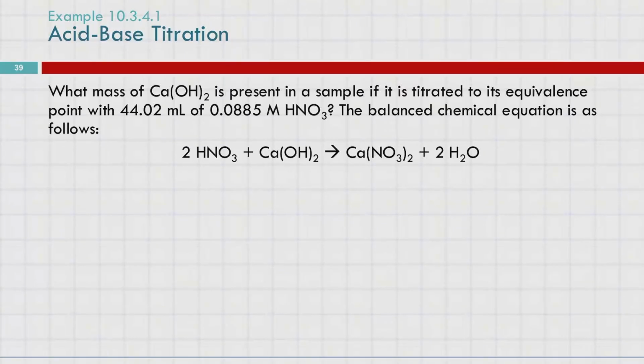Let's say that we use calcium hydroxide. What mass of calcium hydroxide is present in a sample if we titrate it to its endpoint, its equivalence point, with this many milliliters of this concentration of nitric acid? And you're given a balanced chemical equation. Where do we want to start on this problem? What should be our first number?